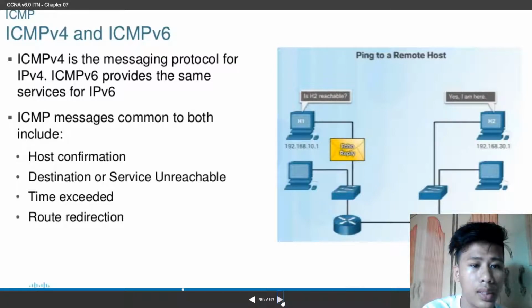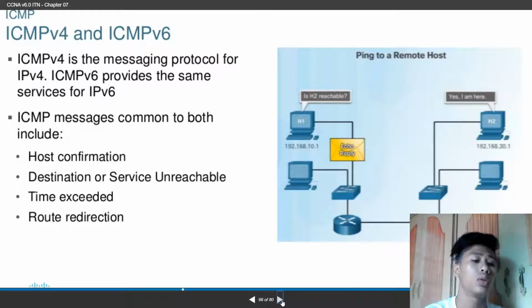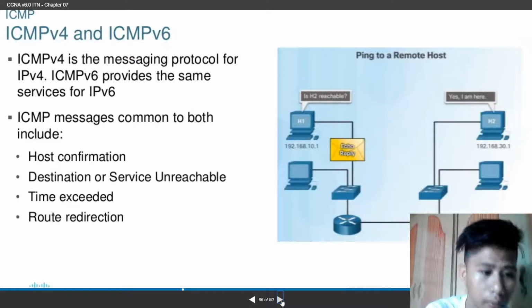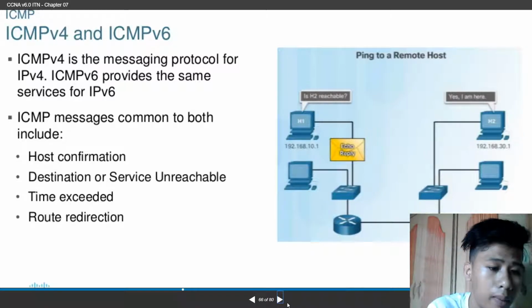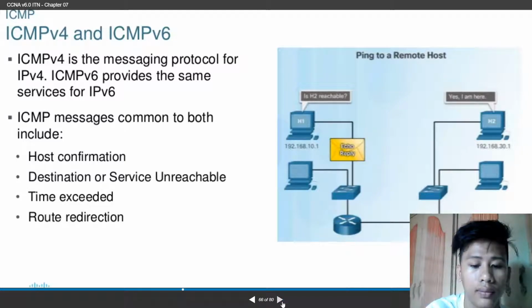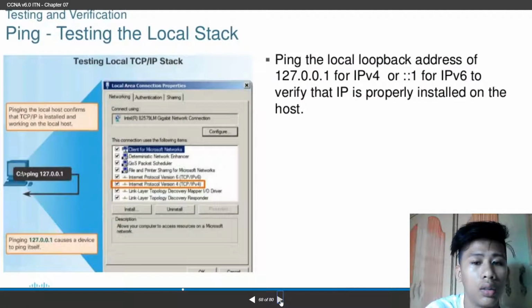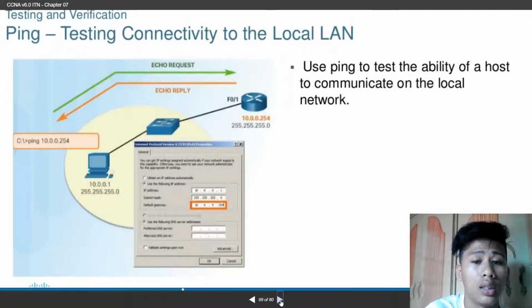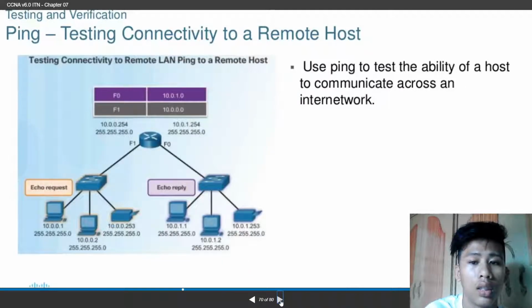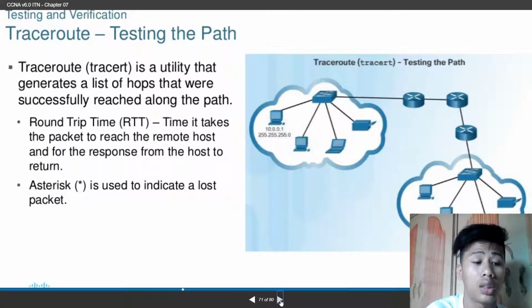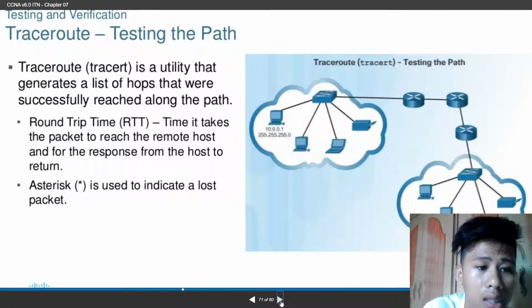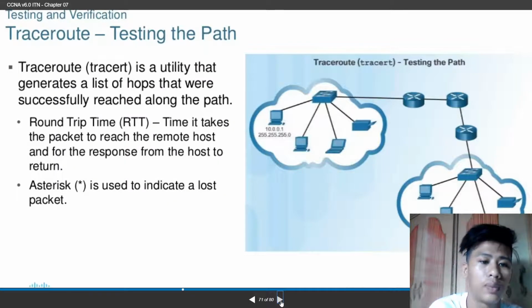ICMPv4 and ICMPv6 messaging protocols provide the same services in common, including host confirmation, destination or service unreachable, time exceeded, and redirection. Ping is used to test the ability of a host to communicate on the local network and to cross an internetwork, and traceroute tests the path. It is a utility that generates a list of hops that were successfully reached along the path.